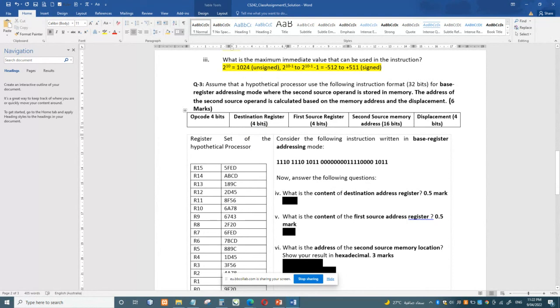Destination register you can use 4 bits. First source register you can use 4 bits. But the second source register address you can use 16 bits. Displacement is 4 bits. Calculated based on the memory address and the displacement. But this is not a base register addressing, this is an index register addressing. Index addressing, indexing.